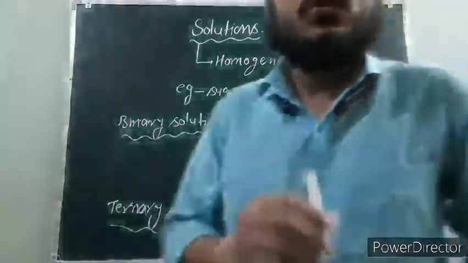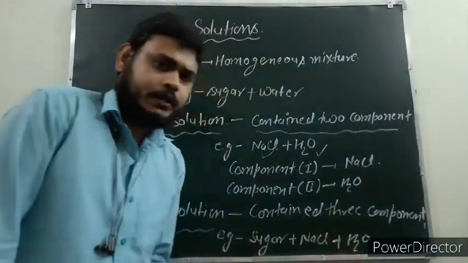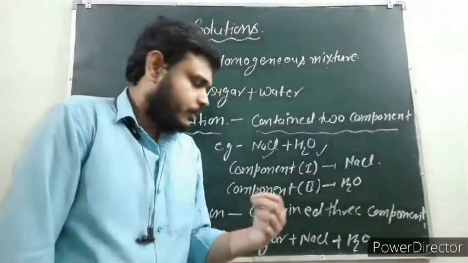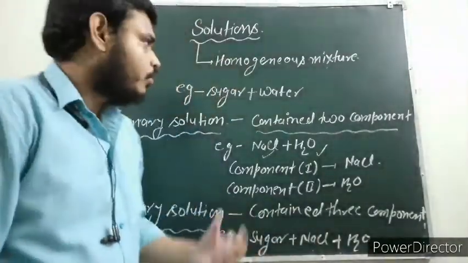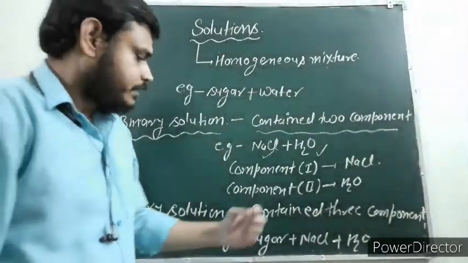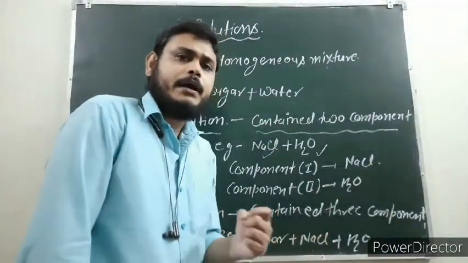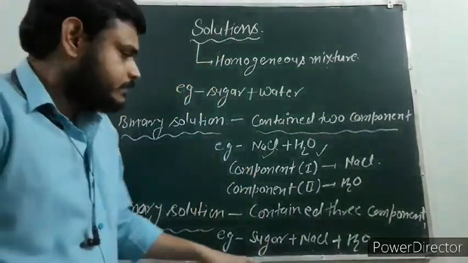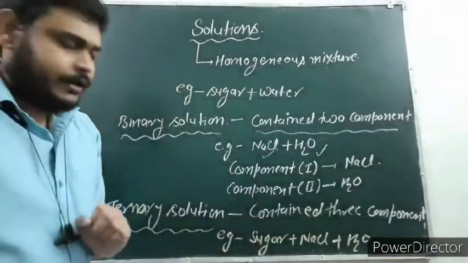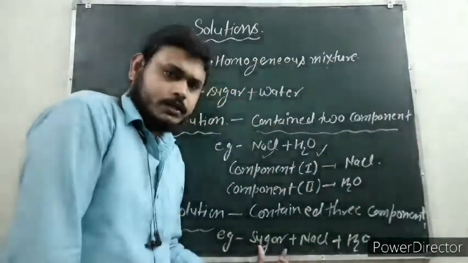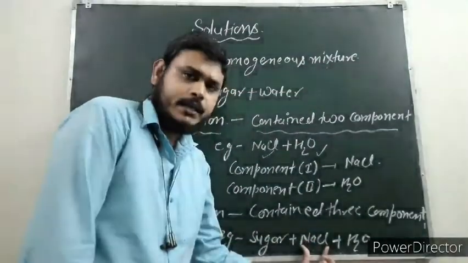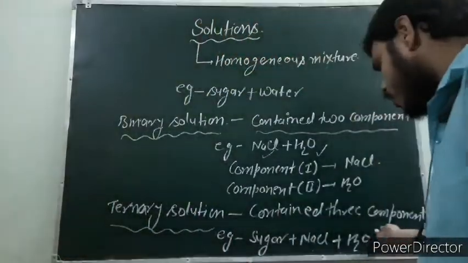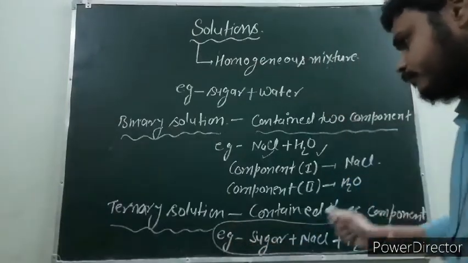When we add the sugar and NaCl into the water, sugar and NaCl dissolve into the solution to form homogeneous mixture. It means that the sugar particles and NaCl particles are equally distributed throughout the solution. Okay? In this solution, there are three components. The first component is sugar, the second component is NaCl, and the third component is water. So this is the example of ternary solution. Clear?